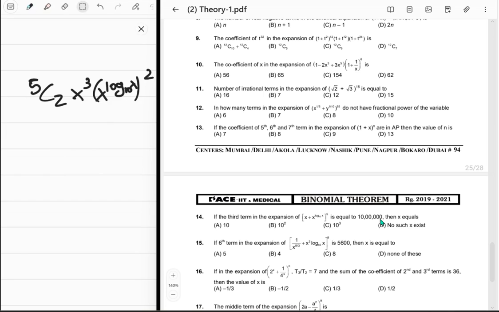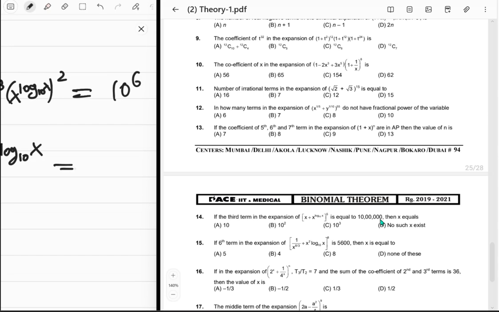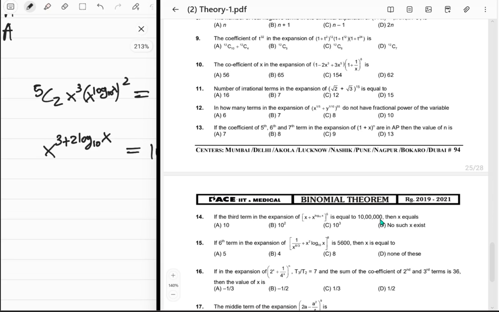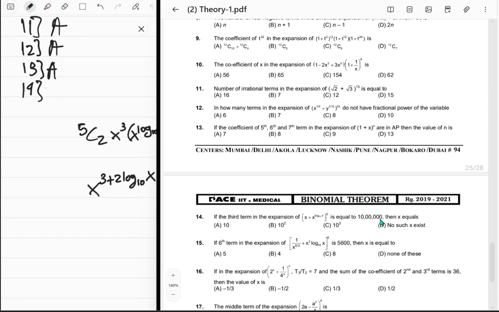That means x power 3 plus 2 log base 10 of x. That is 10 power 5. So just guess something. Right, x is probably just 10 because this will satisfy the whole equation. So x should be 10, I think.